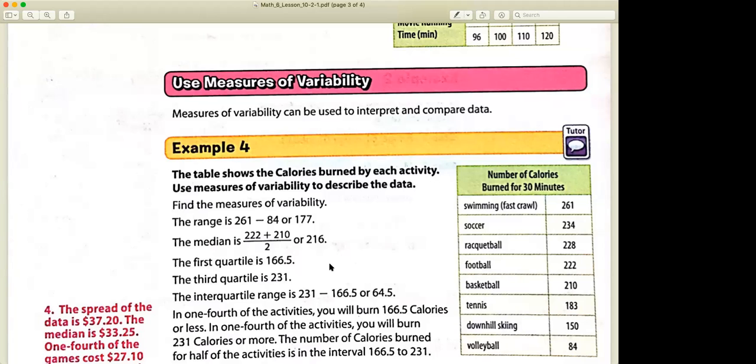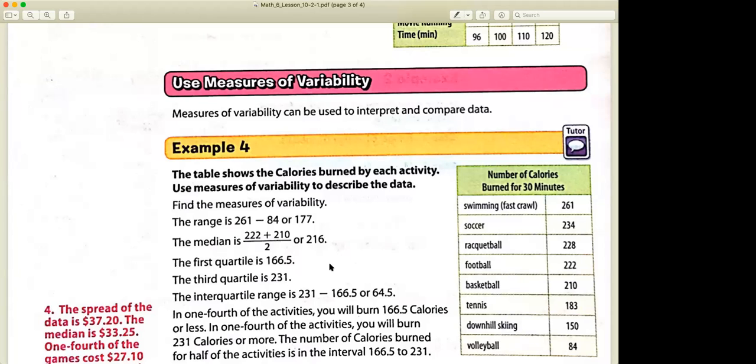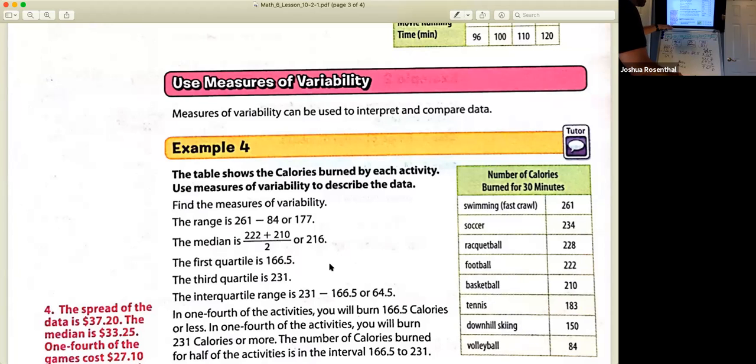Wait, how do you get the IQR again? It's Q3 minus Q1. You're finding the range between your two quartiles. And how do you get the outlier again? I'm taking my IQR and multiplying it by 1.5. That's what I add to Q3 to see what my maximum value can be. Anything above the maximum value is an outlier. So that's going to be 327.75. Now look at this value. That value is not above the maximum, so that is not an outlier.